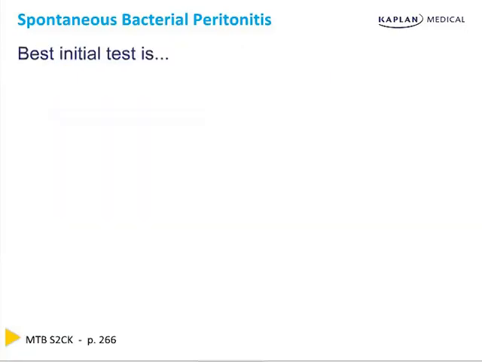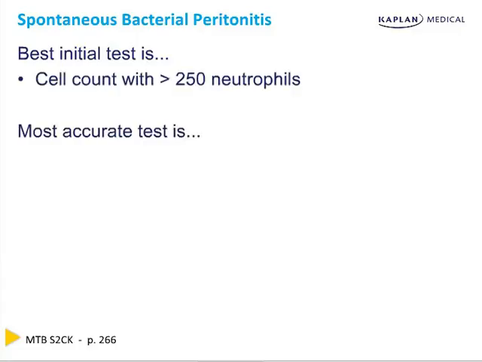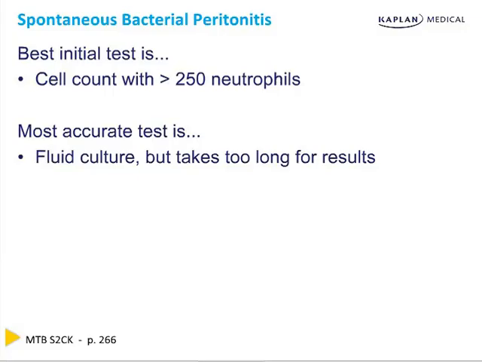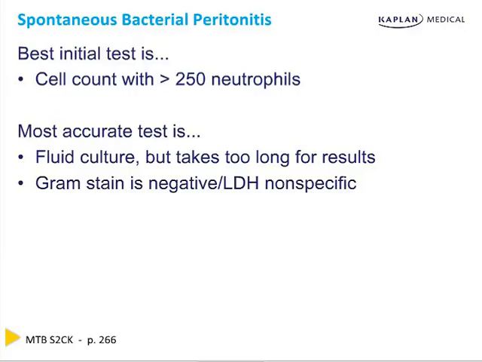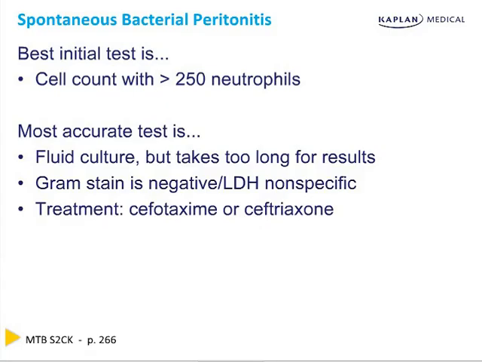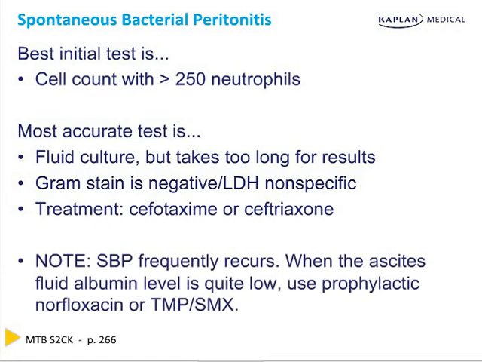The best initial test is a cell count of the fluid showing greater than 250 neutrophils. The most accurate test is actually a fluid culture, but we don't wait for the culture to return because it takes too long. Gram stains are sometimes negative, and an LDH is nonspecific. Treatment is always cefotaxime or ceftriaxone. Remember, SBP frequently recurs. When there is ascites and the fluid albumin is low, you must consider prophylactic norfloxacin or Bactrim.